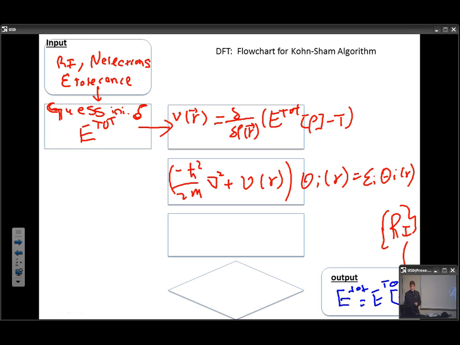Shelton, would you please come and help to continue? So after we have established these orbitals, what can we get out of them? Yes. So the orbitals help us to find density. Let's write it down.